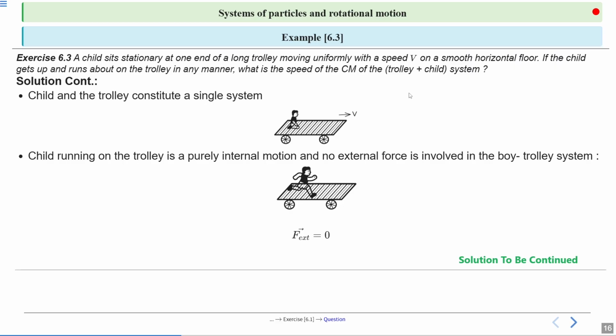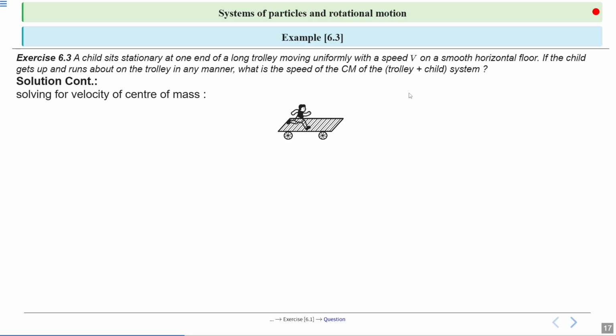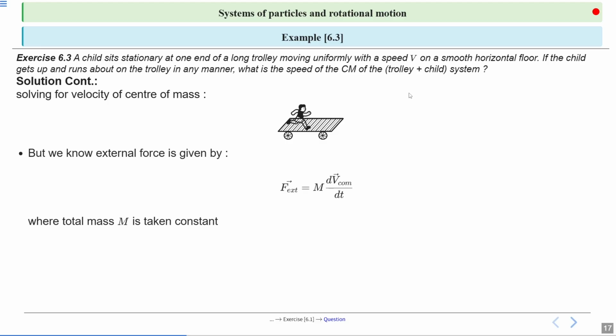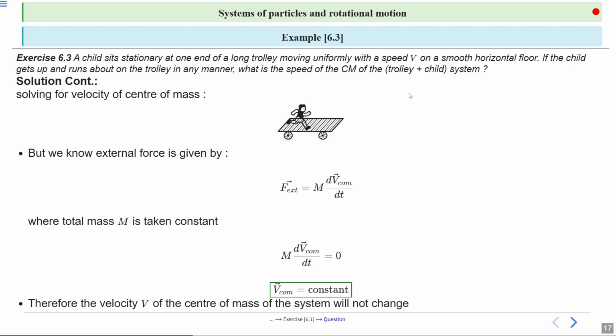Now solving for the velocity of the center of mass. We know external force is given by F external equals mass into acceleration. Here the acceleration of the system is dv upon dt, the rate of change of velocity of the system, where m is the total mass. The external force on the system is 0, so m into dv upon dt is equal to 0. So the speed of the center of mass of the system is constant. Therefore, the velocity of the center of mass of the system will not change. It remains the same.